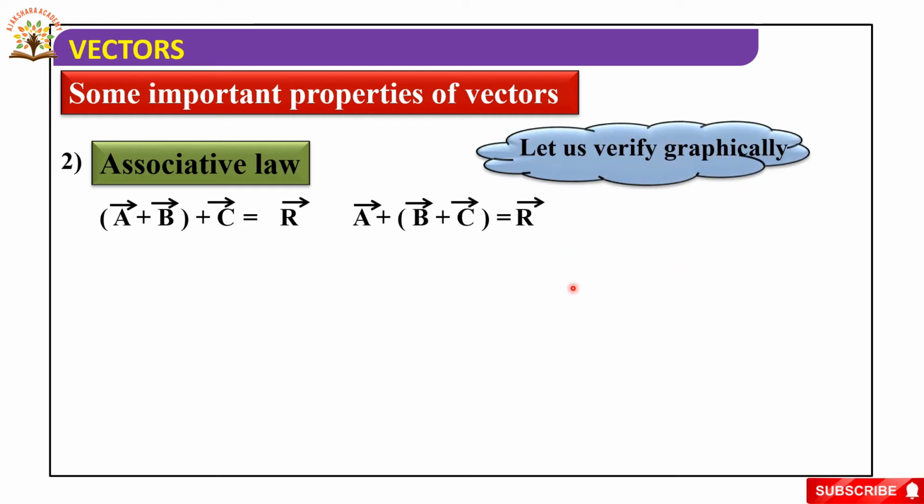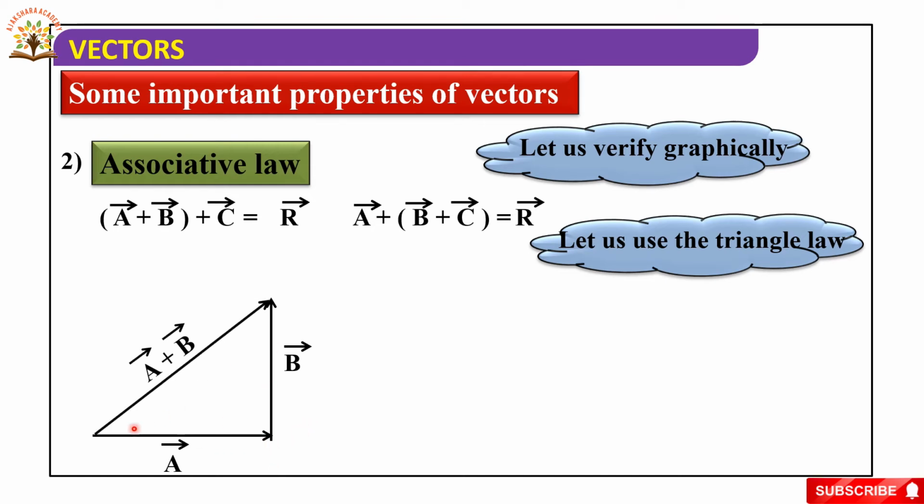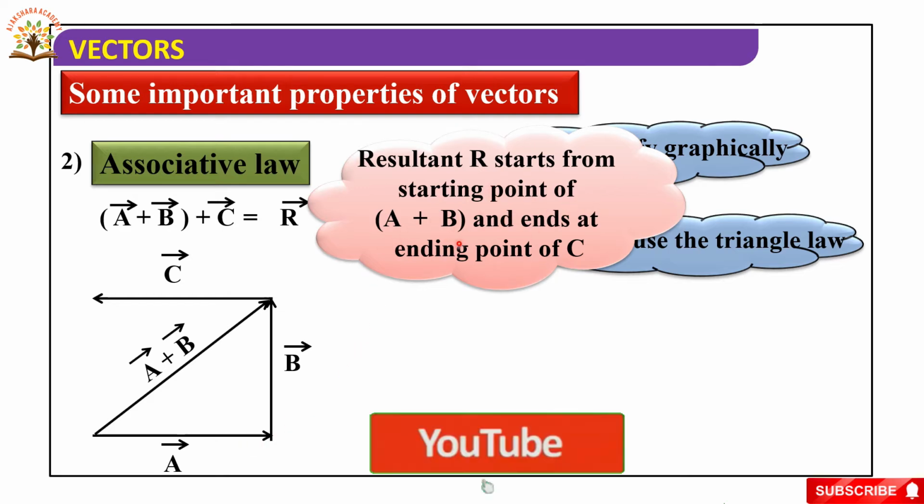Let us verify graphically. Now let us discuss graphically. Let us see the triangle law. A bar is a vector and B bar is perpendicular to it. The resultant vector is A bar plus B bar. One more vector, C bar, is another vector which is perpendicular to this vector. A bar and C bar are both parallel vectors. So the resultant R starts from the starting point of A plus B and ends at the ending point of C bar.